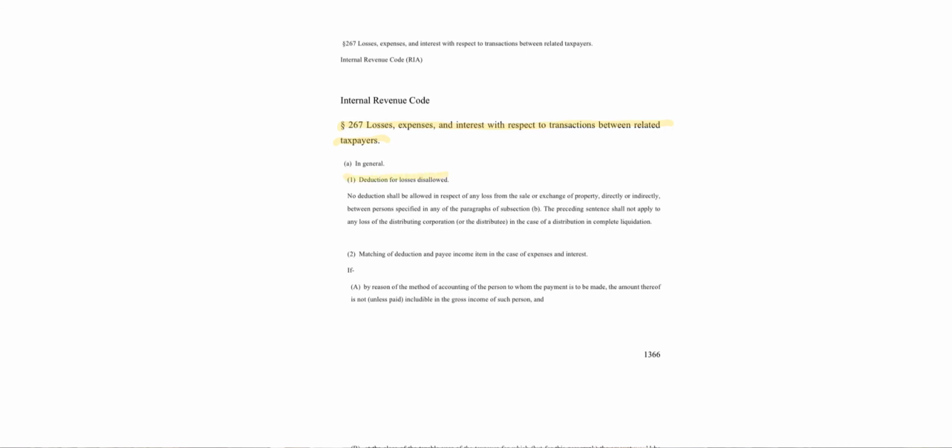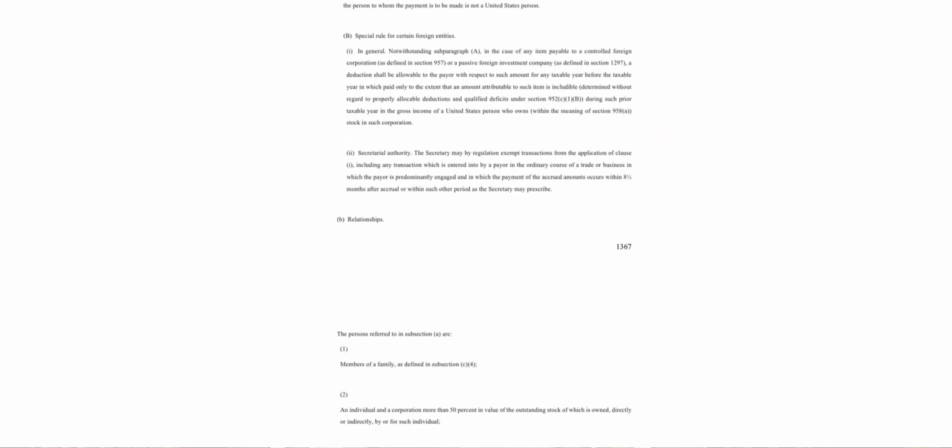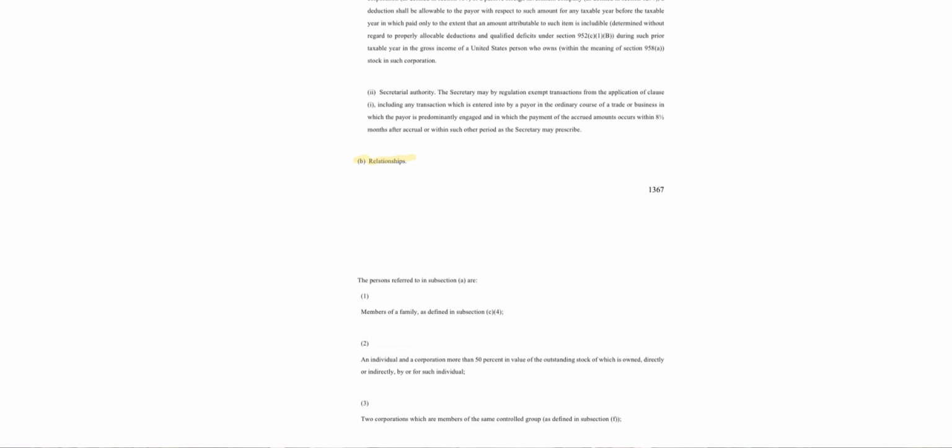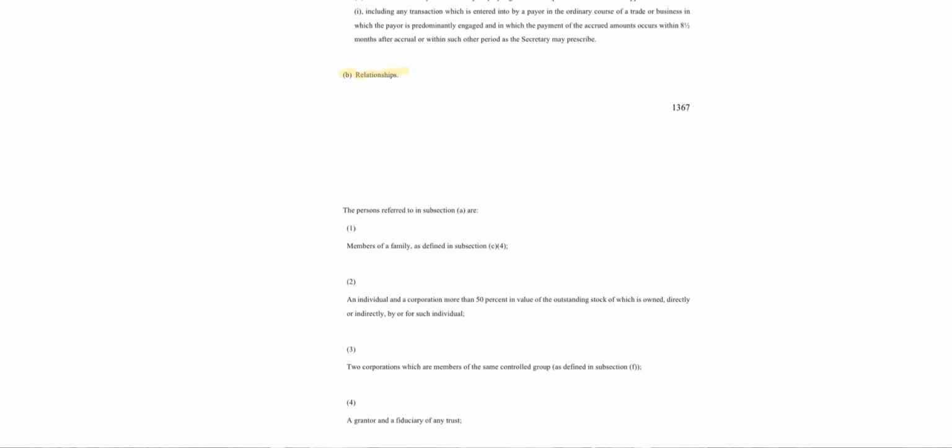Deduction for losses disallowed. No deduction shall be allowed, so it's a disallowance rule, in respect of any loss from the sale or exchange of property, that's what we have, right, sale or exchange of stock, directly or indirectly, between persons specified in any of the paragraphs of subsection B. The preceding sentence shall not apply to any loss of a distributing corporation or distributee, or in the case of any distribution in complete liquidation. Okay, so now we've got to go down to B, and B says relationships. The persons referred to in subsection A are members of a family as defined in C4.